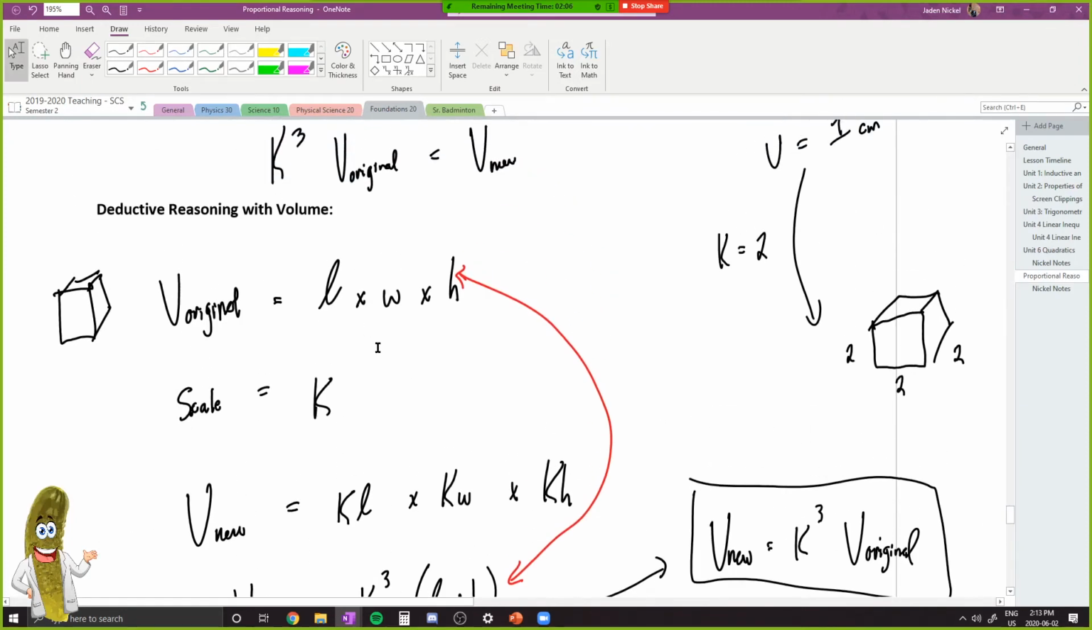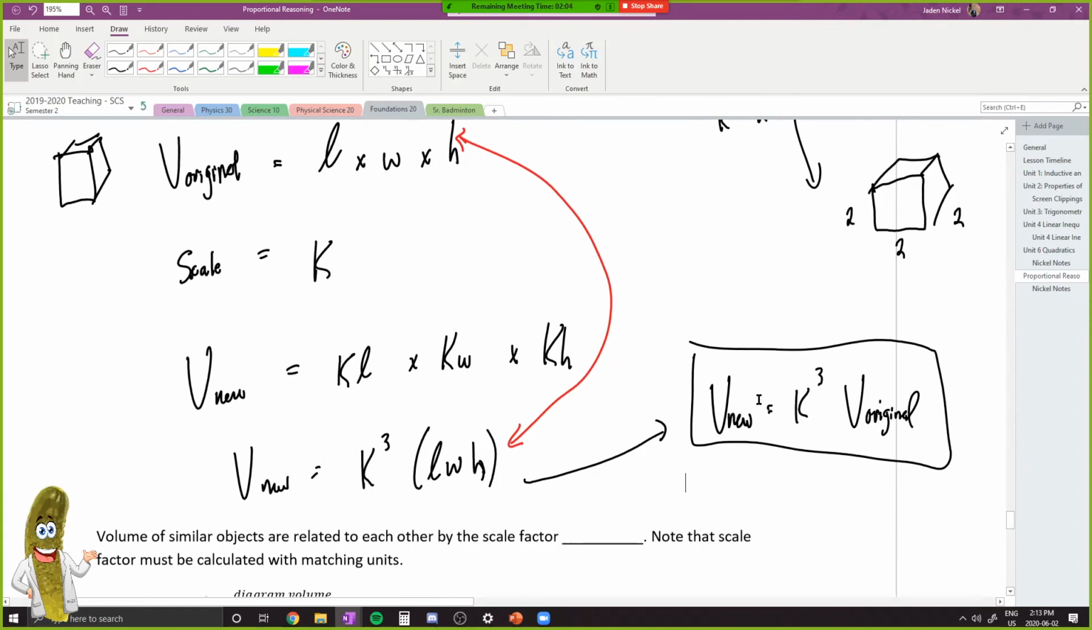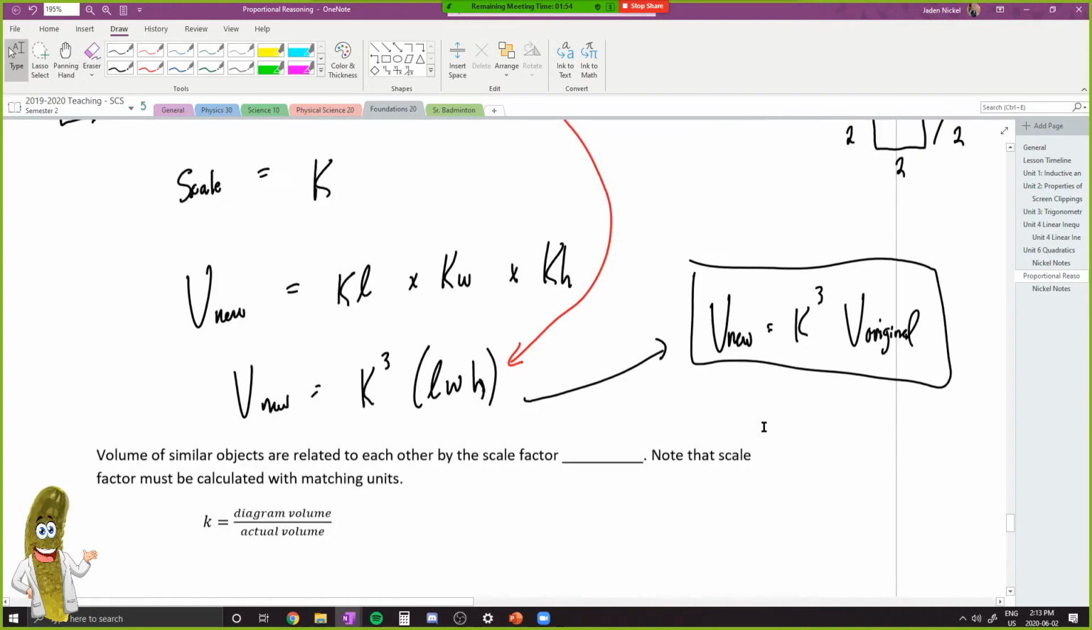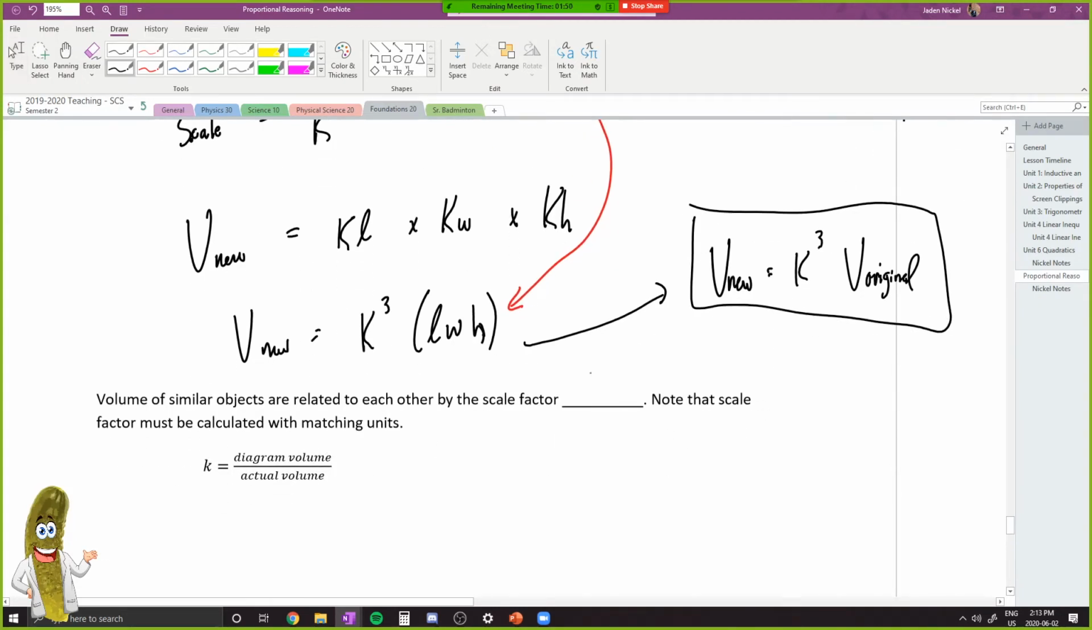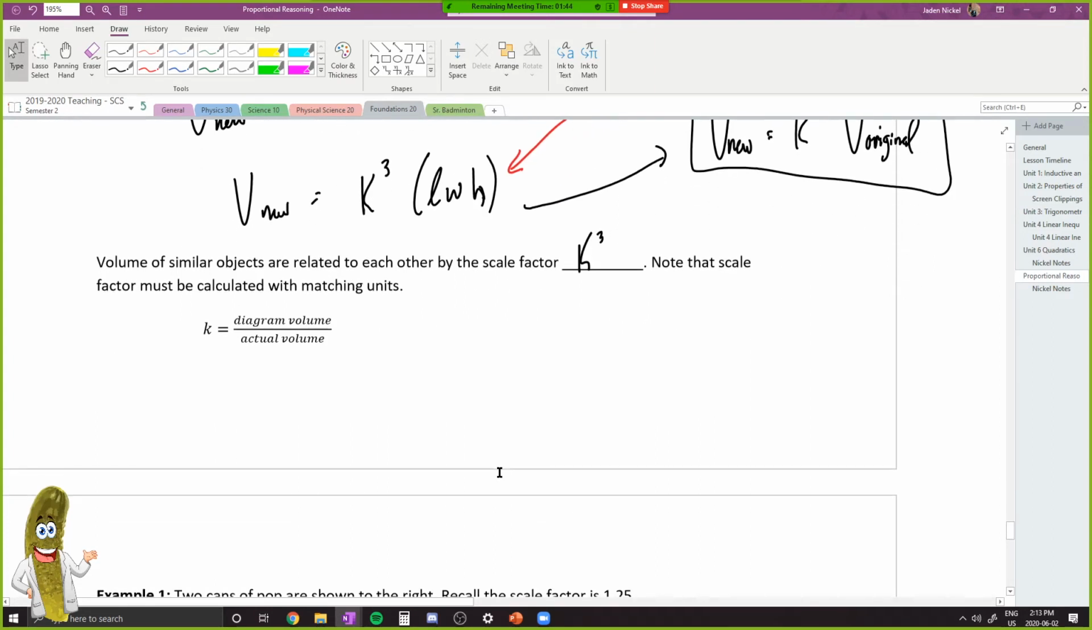So this deductive proof shows us that the only thing really impacting the volumes is this k value here. And because we have three different variables we're multiplying together, that becomes a k cubed value. So volumes of similar objects are related to each other by the scale factor of k cubed. Note that the scale factor must be calculated using matching units. And again, this is the exact same formula. We'll actually use this formula in a further down example. In example 3, we'll use it.